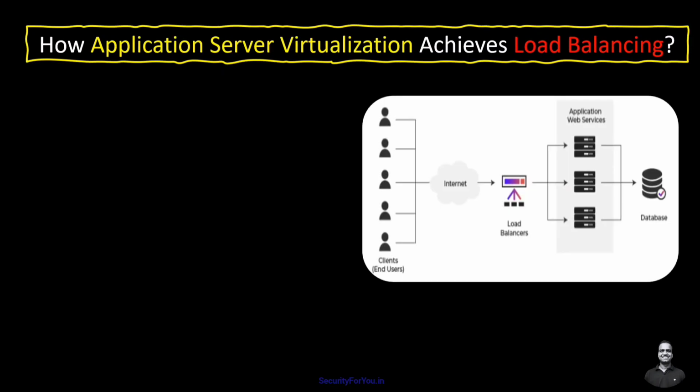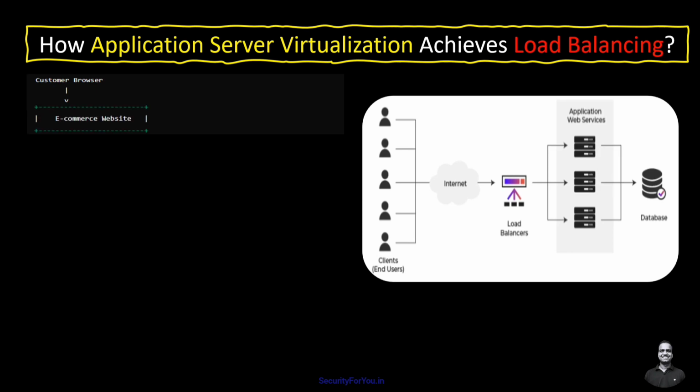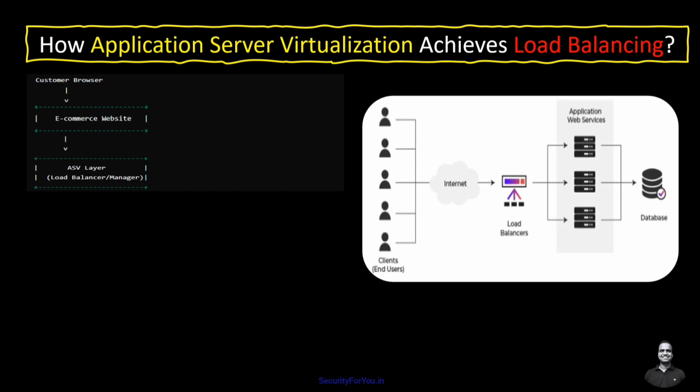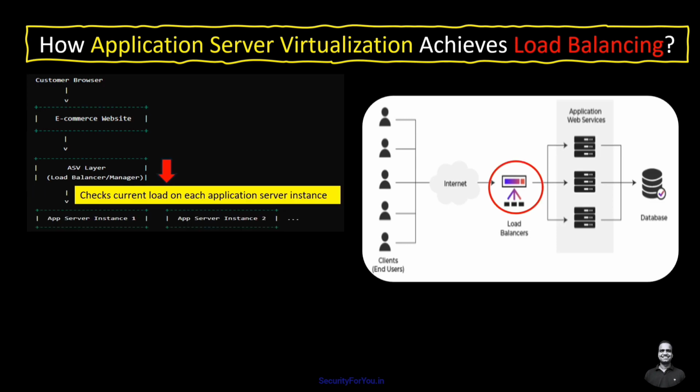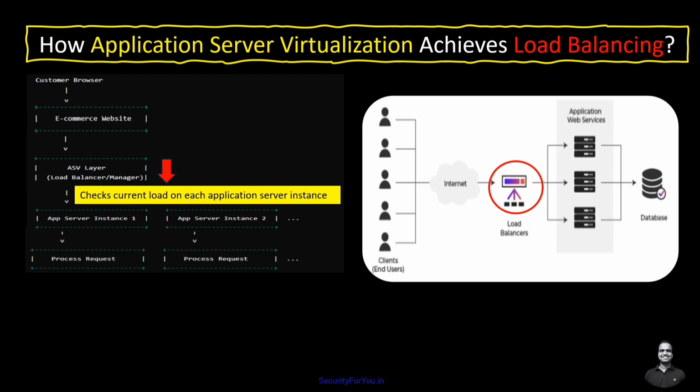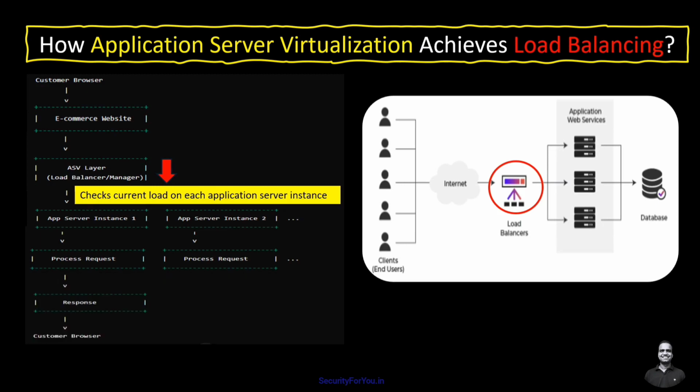So, how it works? Suppose a customer tries to access the e-commerce website. The request goes through the application server virtualization layer, which checks the current load on each application server instance like CPU uses, memory availability. Based on the load balancing algorithm, the application server virtualization routes the request to the most suitable application server instance. And the chosen application server instance processes the request, retrieves the product information, and displays the shopping cart or handles any other customer interaction. This way, the response is sent back to customer's browser.